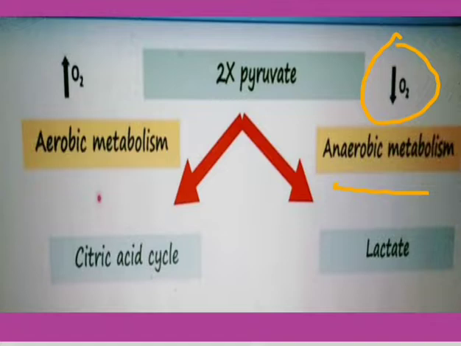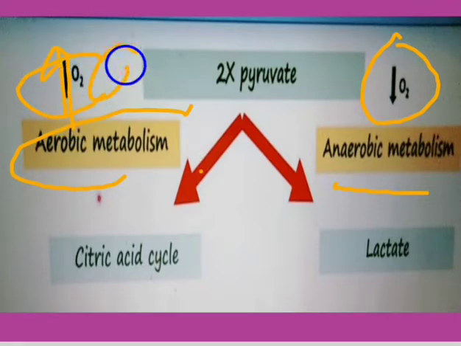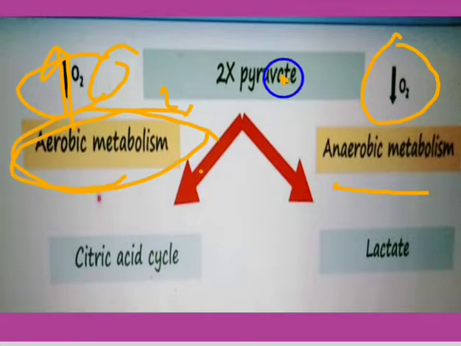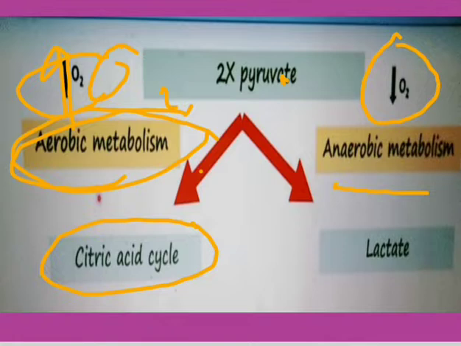If oxygen, O2, is present in excess, then it is aerobic metabolism, and pyruvate is converted into acetyl CoA, and then it enters the citric acid cycle. If there is a deficiency of oxygen in the body, then there is anaerobic metabolism and lactate is formed. There is one more case.